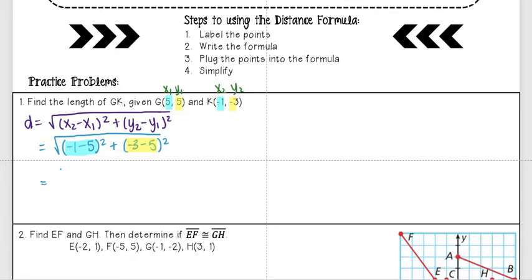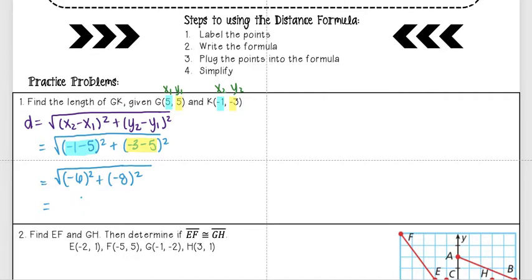And now I'm going to take this step by step. My first step is to subtract what's in the parentheses. My first one, -1 minus 5, that's -6, and my square is still out there in front. Next one, -3 minus 5, that is -8, and that square is still out in the front.